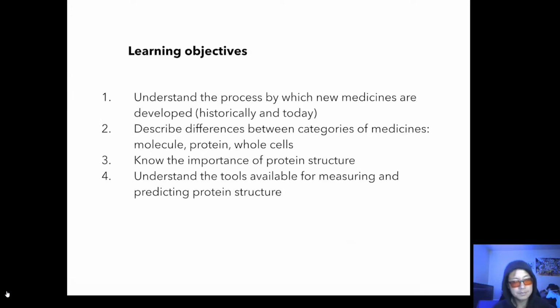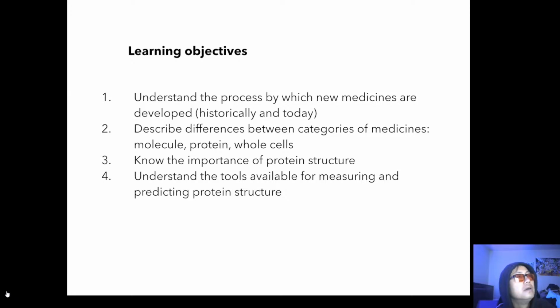There are 4 learning objectives for this week. The first is just to understand the process by which new medicines are developed. We want you to think like a bioengineer and to see if you can think of ways of developing new medicines by telling you about the process. Then we want you to describe the difference between categories of medicines. This week, we're going to talk about small molecule-based medicines, protein-based medicines, and whole cell medicines.